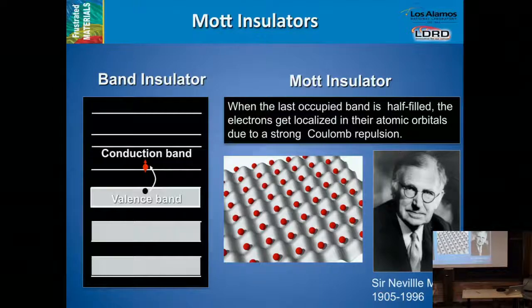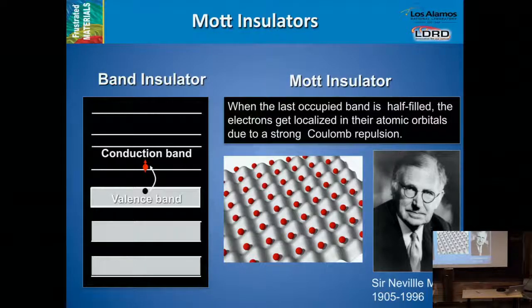The answer came through different people, but normally we attribute that discovery to this gentleman, Nevill Mott, who basically explained the insulating behavior by invoking the strong Coulomb repulsion within the same atomic orbital. So the idea is that the last band is half occupied, and you have one electron in each of these valence orbitals. Now if you try to move an electron from an atom to the nearest neighbor atom, that electron will have to doubly occupy the orbital, and there is a large Coulomb energy barrier for that, meaning that the Coulomb interaction in this case will be localizing the electrons in each of the atomic orbitals. And as I said, there is one electron in each orbital, to a good approximation.